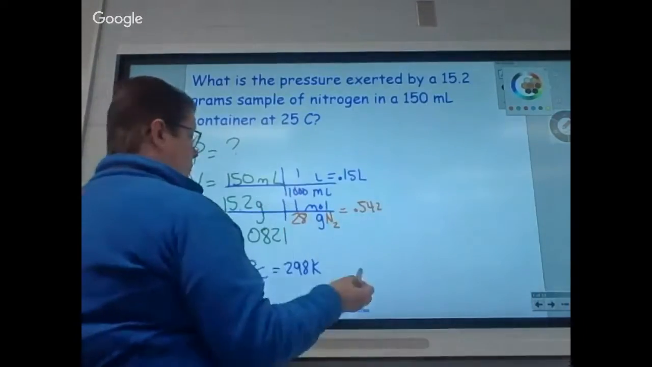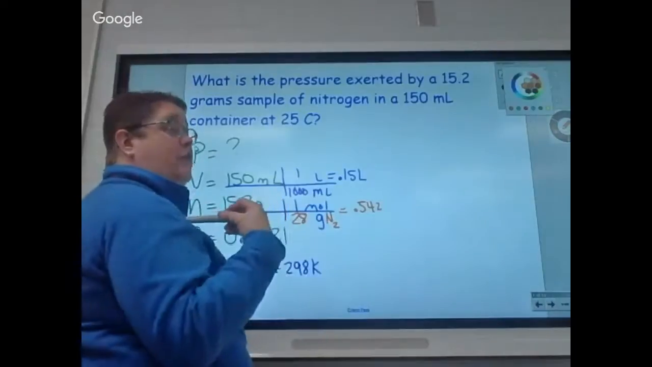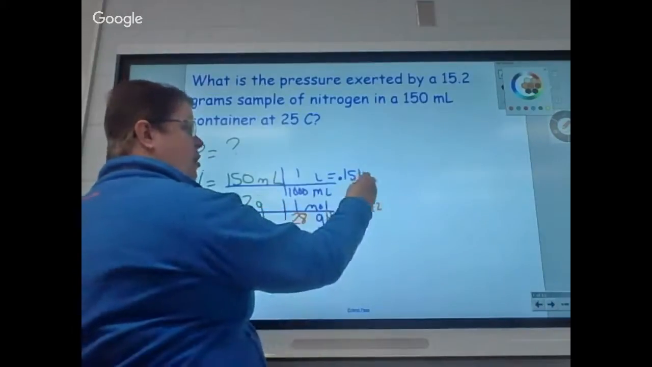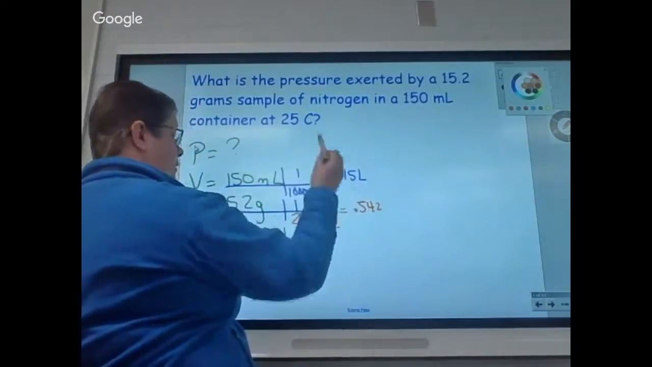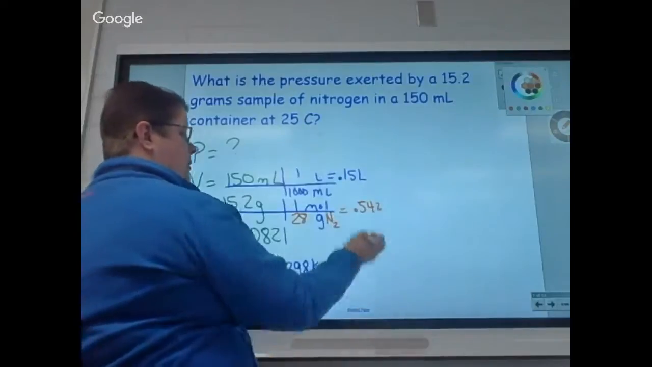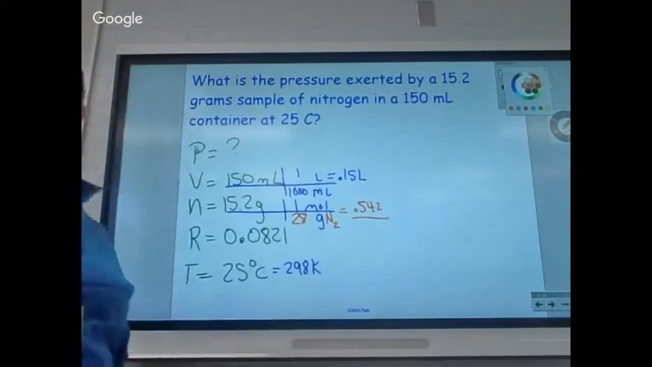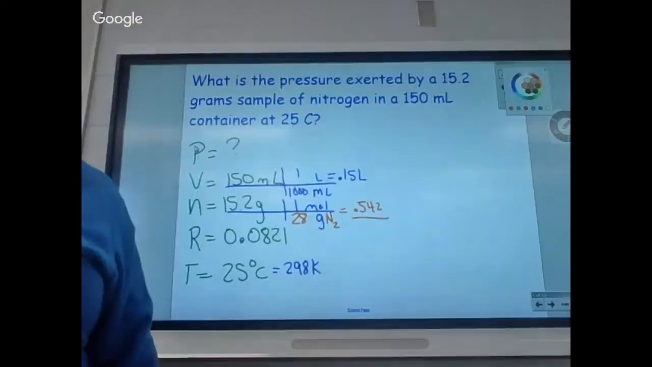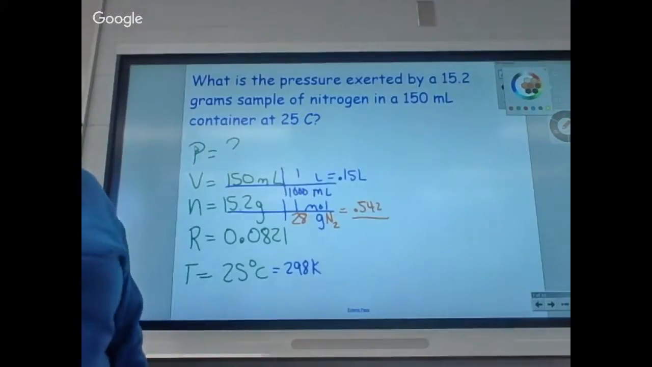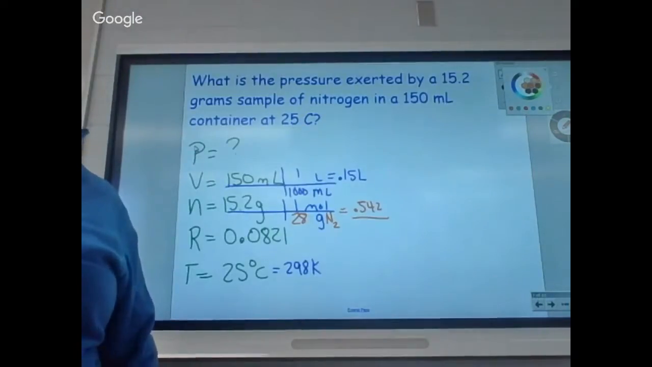Now, I will tell you, our answers are going to differ when we get an answer, depending on how you round. This is where the biggest difference comes from. Most of us don't struggle here. We'll round to 0.15. We'll write 298. Some of you will round that to 0.5. Some of you will write 0.54. And some of you will write 0.542. Your difference in rounding there will change your final answer.